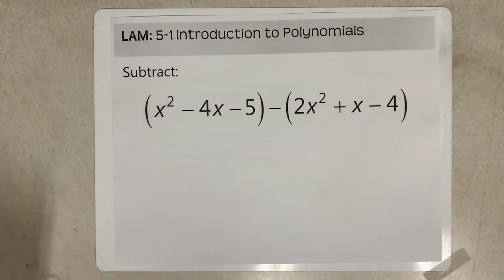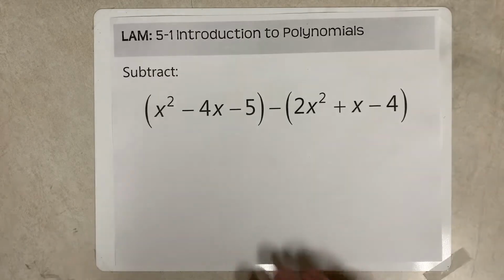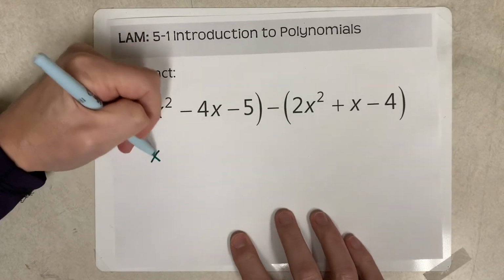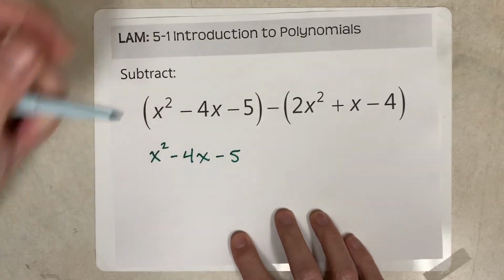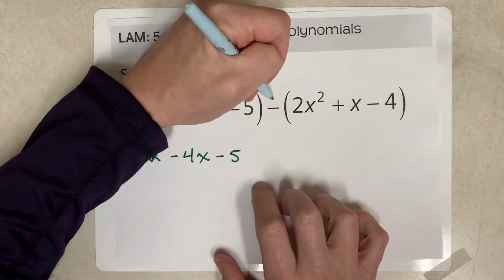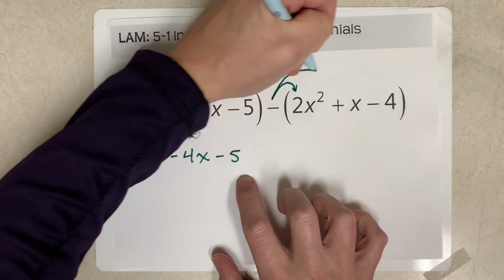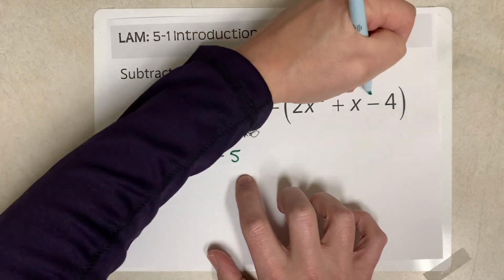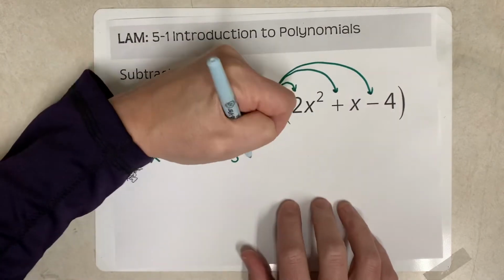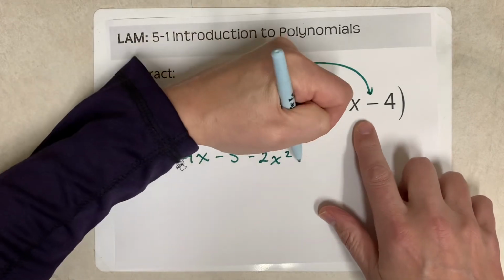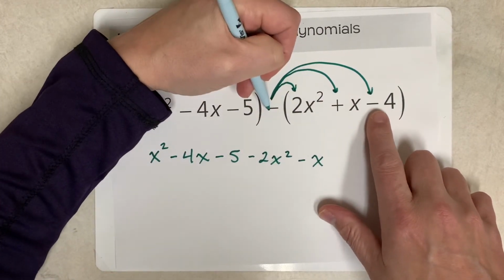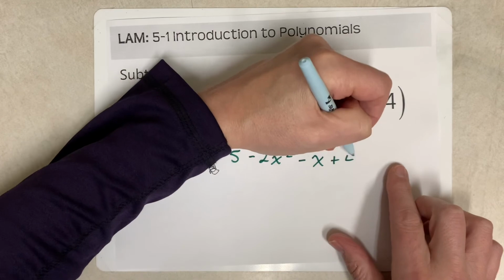Okay, we're going to do this one the same way we do the others. Let me go ahead and get a different marker here. All right, let's try this. X squared minus 4x minus 5. We just removed the parentheses in the first one. And now we distribute. So minus 2x squared minus x, and negative makes positive, so plus 4 at the end.